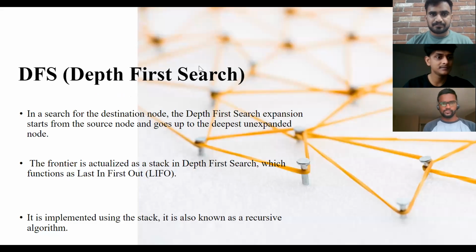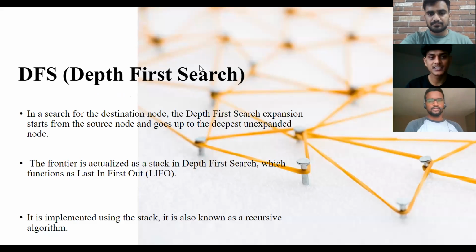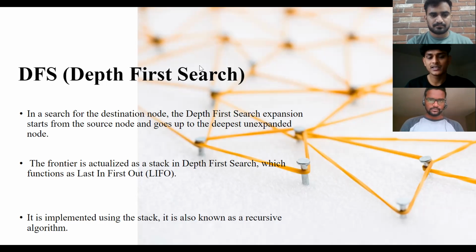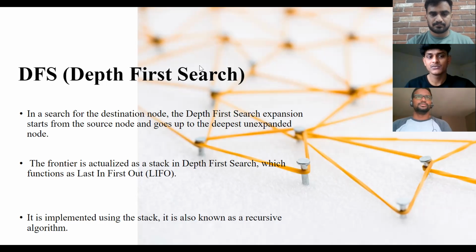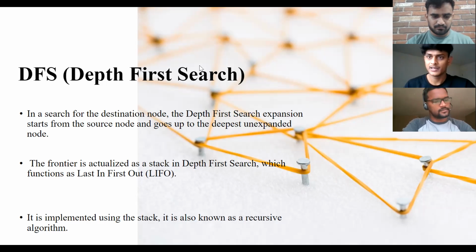Thank you, Sai. I'll be explaining DFS, depth first search. It is a search for a destination node. Depth first search expansion starts from the source node and goes up to the deepest unexpanded node. The frontier is the actual depth stack, which functions as last in first out, meaning the element at the last will be the first out. It is implemented using a stack. It is also known as a recursive algorithm, a recursive approach for traversing trees, graphs and other structures.